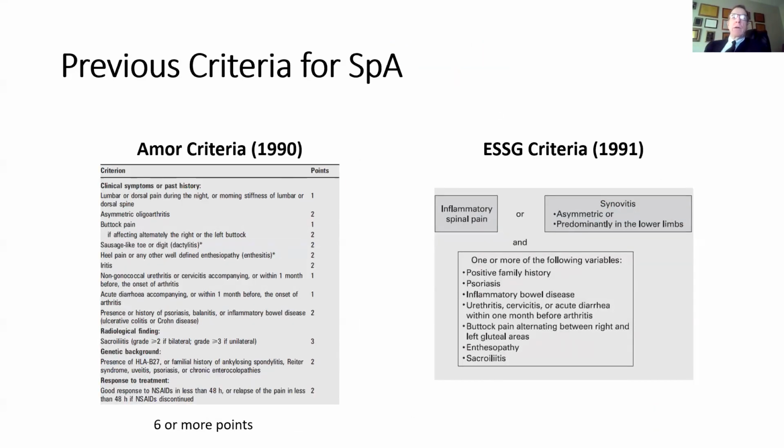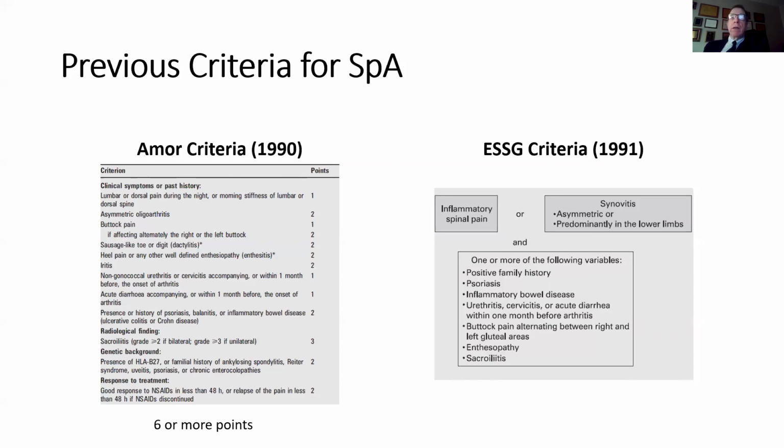Initial attempts at dealing with this problem began with the Amor criteria, which you can see on the left there, which were proposed by Bernard Amor in 1990. And that actually had a nice scoring system. It weighted the individual criteria, including the presence of B27, and you had to get 6 or more points to meet criteria. These are, of course, classification criteria.